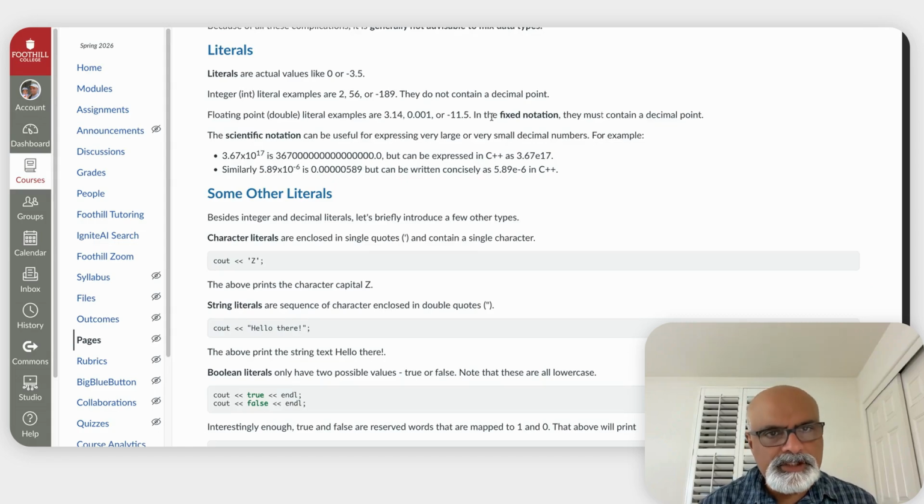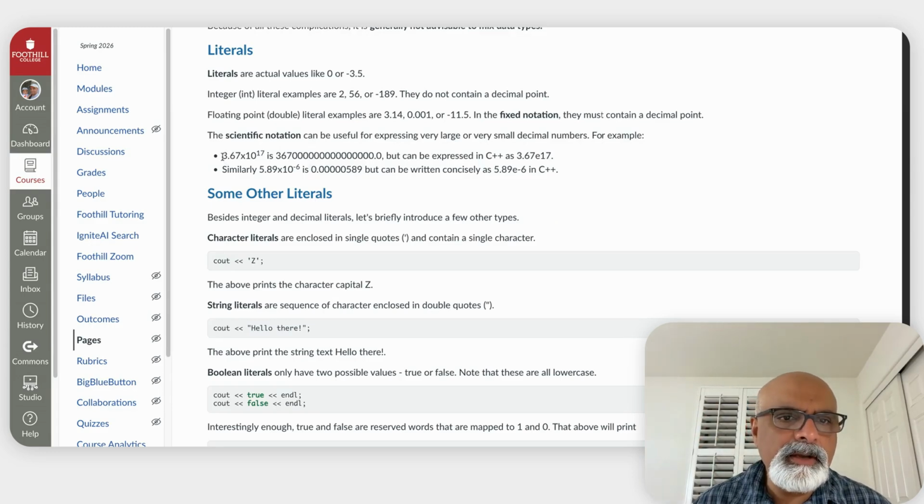Now, there are two notations for floating point or decimal literals. These are fixed notation and scientific notation. Now, fixed notation must contain a decimal point, and these examples here represent a fixed notation. A scientific notation you'll be familiar from your math classes is as follows. Here are a couple of examples. And these are particularly useful for representing very large numbers or very small decimal numbers.